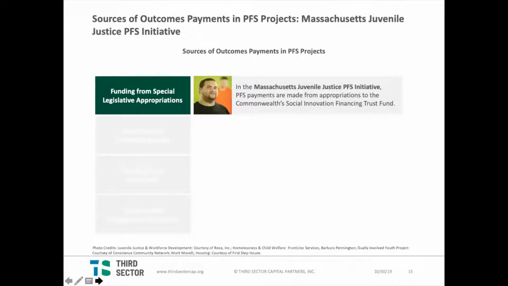Thanks, Sarah. So the Massachusetts Juvenile Justice Project, which we often shorthand as MassJJ, or more commonly the Roca project, because Roca is the provider in this case, was launched almost 6 or 7 years ago. We began negotiations in the summer of 2012, so it was an early Pay for Success project.